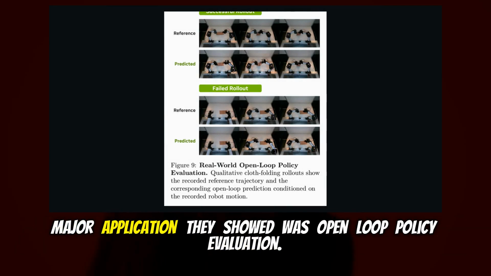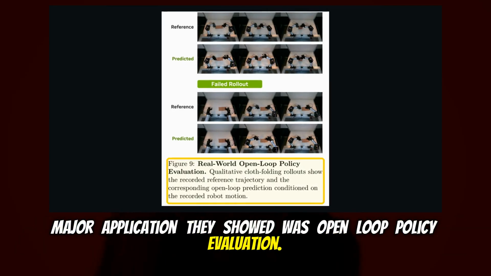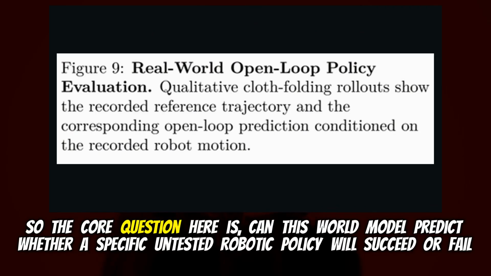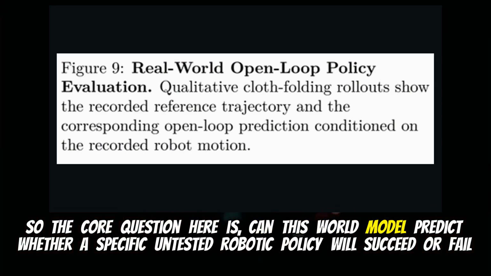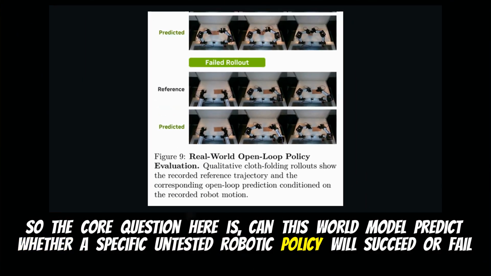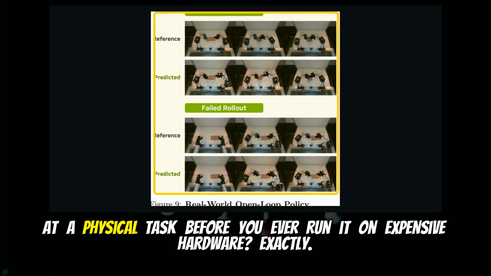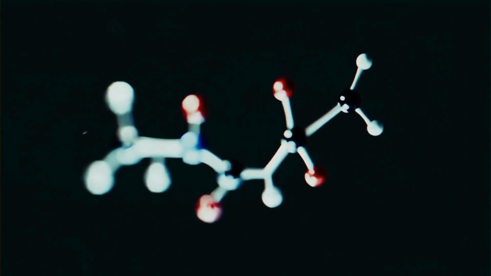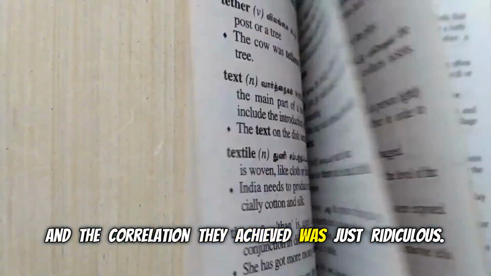The first major application they showed was open-loop policy evaluation. They ran Hydra-0 on the RoboLab benchmark. So the core question here is, can this world model predict whether a specific untested robotic policy will succeed or fail at a physical task before you ever run it on expensive hardware? Exactly. And the correlation they achieved was just ridiculous.